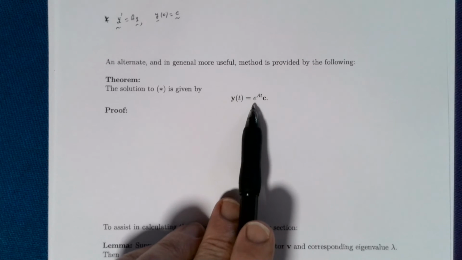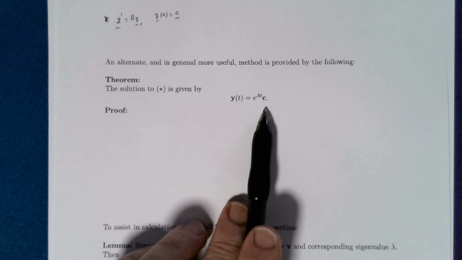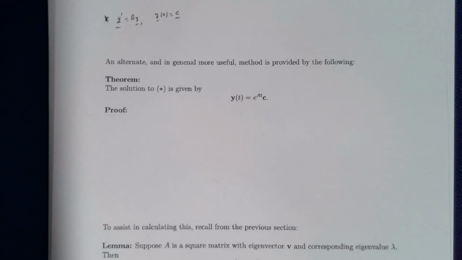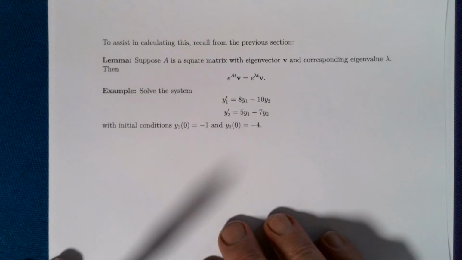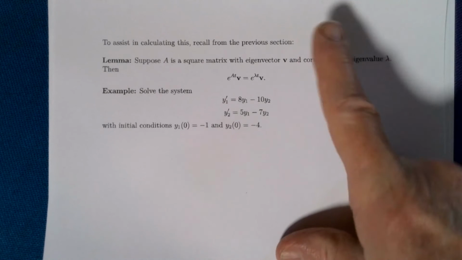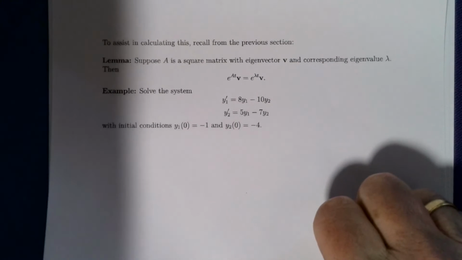You can, if you will, work out e to the AT, but I like to not ever look at this matrix. It's pretty awful in general. I want to see what it does, not what it is. So I'm going to resolve that problem, the one we did before. This is exactly the same problem we had before, same initial conditions. I'm going to resolve this using this idea of multiplying e to the AT times the c.